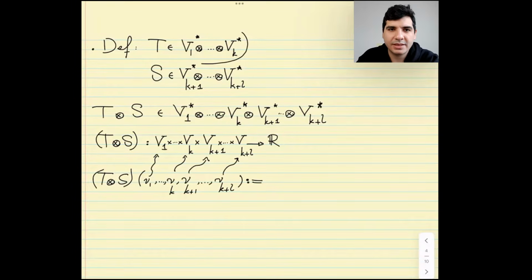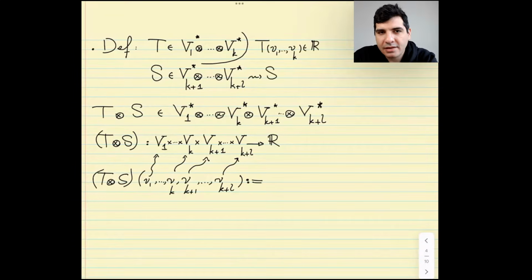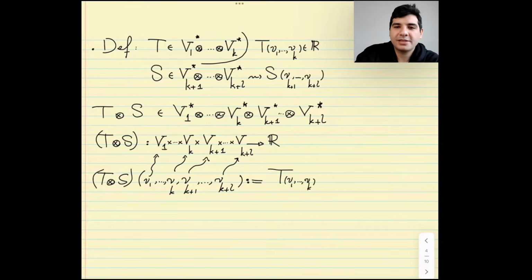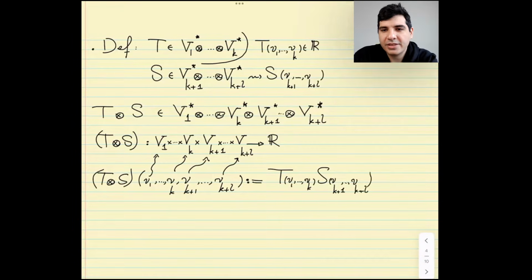That's what it means when we say T is in V1 star tensor up to Vk star. It means T of V1 up to Vk is a real number. Same holds for S. S of Vk plus 1 up to Vk plus L is a real number, right? So these are two real numbers. So we simply consider the product of these two real numbers, which would be another real number. We define that as the definition of T tensor S.